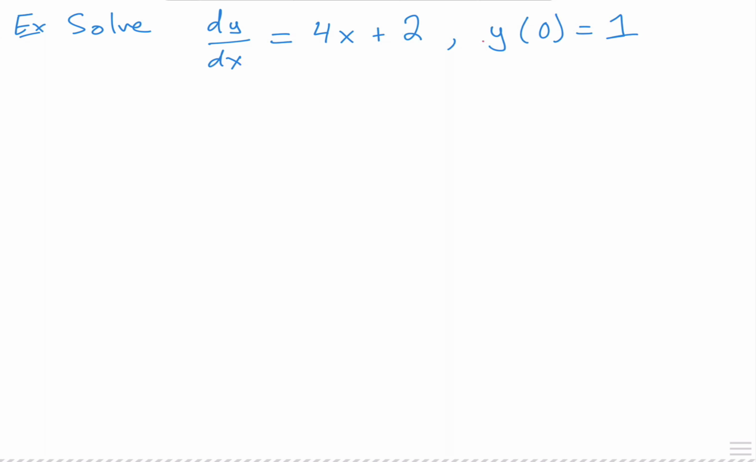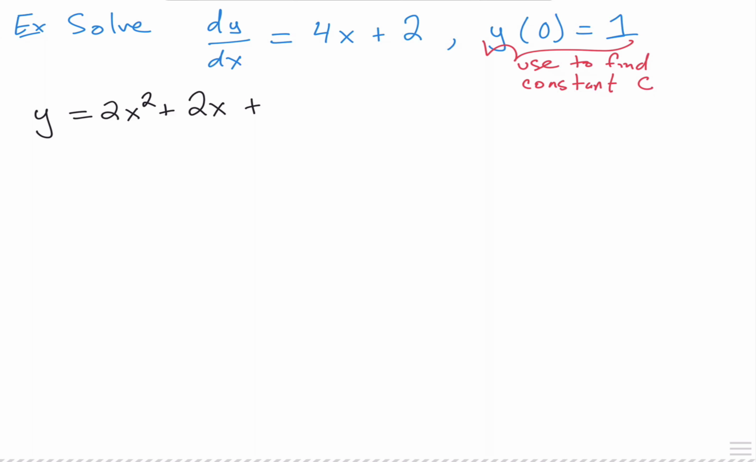So basically this right here, you're going to use to find the constant c. So instead of having infinitely many solutions, you're going to have just one. It's the one that satisfies y of 0 equals 1 in this case. Does that make sense? Okay, so what would y equal? 2x squared, yep, plus 2x plus c, right?